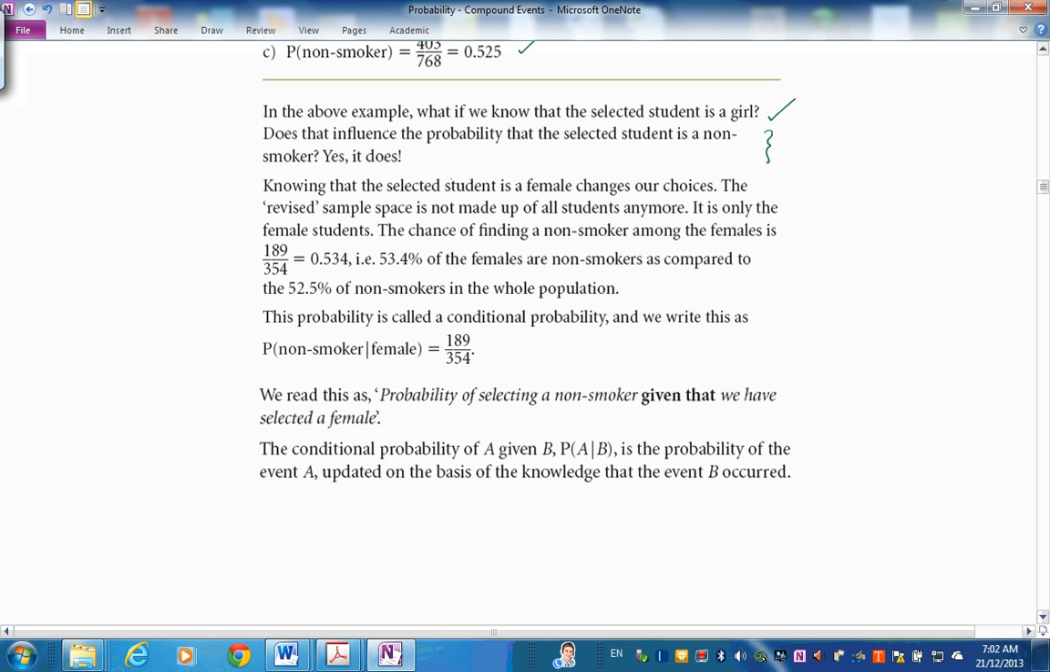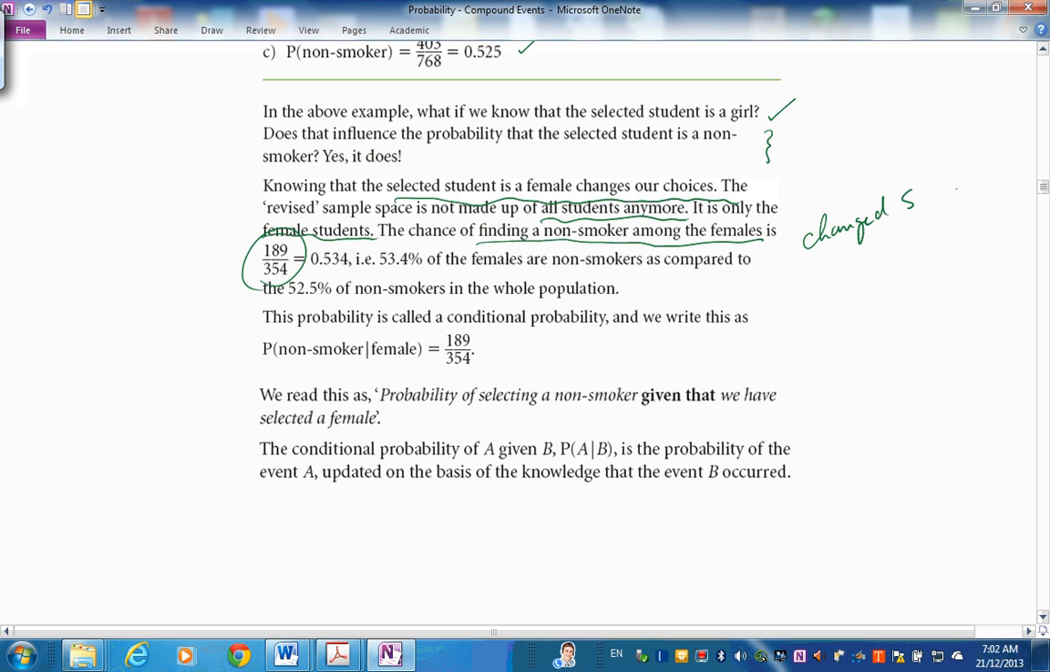Knowing that the selected student is a female changes our choices. The revised sample space is not made up of all students anymore. It's only the female students. Okay, so here we are. The chance of finding a non-smoker among the females is 189 out of 354. There is a changed sample space.